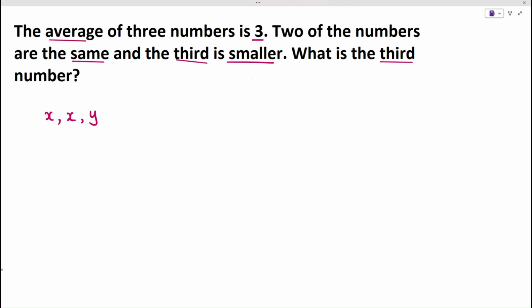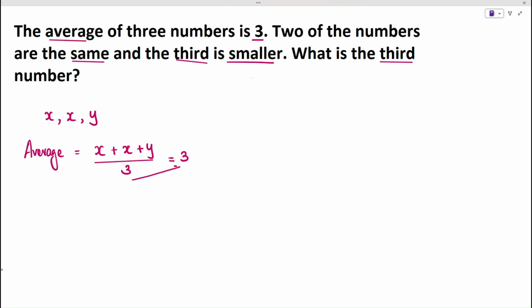To find the average, in this case the mean, you have to take the sum of all the values in your list and then divide it by the number of values. So here we have x plus x plus y, and we have three numbers, so we divide this by 3, and this should give our average, our mean, as 3. Now let's rearrange this.